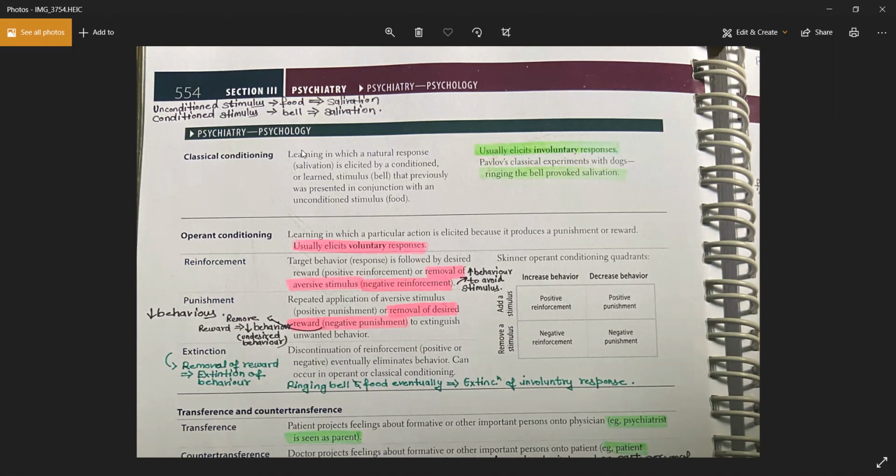So, learning in which a natural response, in this case the salivation, is elicited by the conditioned or learned stimulus, which was presented in conjunction with the unconditioned stimulus, like the food. You start ringing the bell with the food, and without the food even, the dog will salivate whenever you ring the bell. Whenever he hears the bell, he will salivate without any smell or sight of the food. So that was classical conditioning.